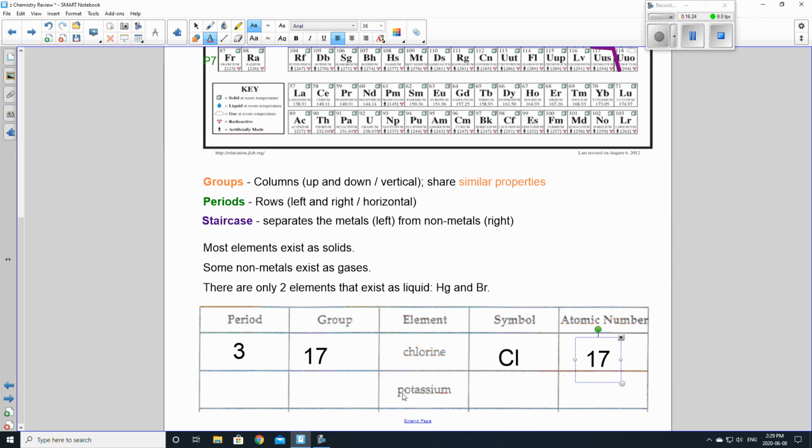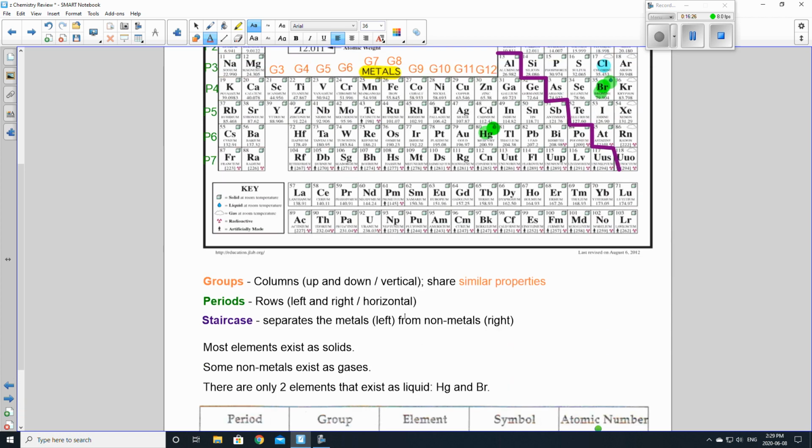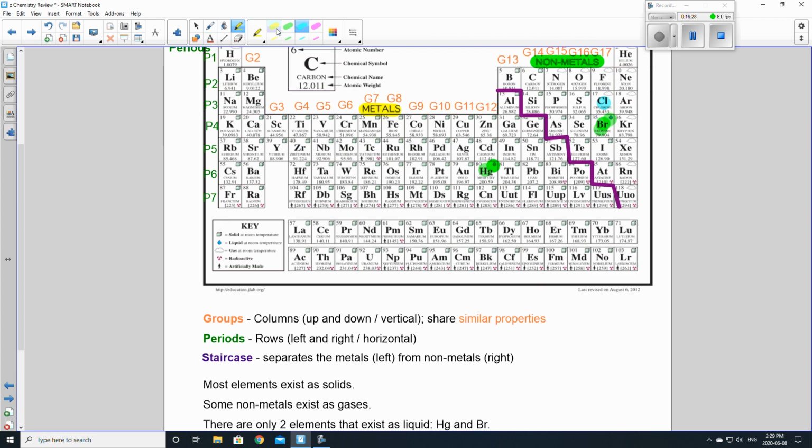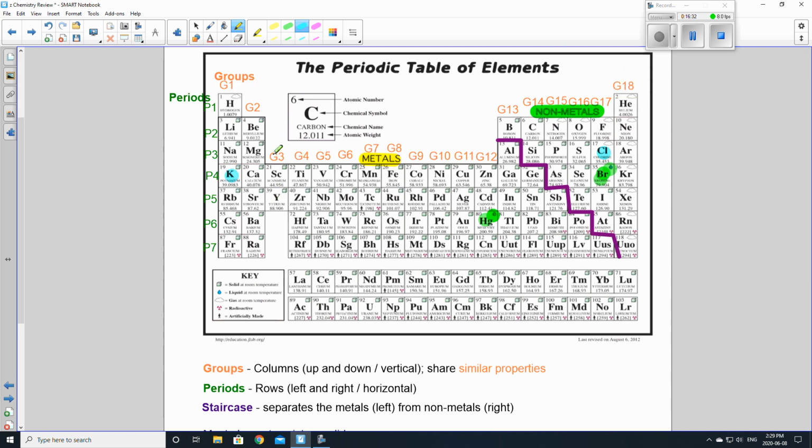Next up, let's do potassium. Potassium is K. Let's find out where the K is, where potassium is. It's right over here. Let's look up the period, the group, and the atomic number. Period right over here, we're going this way. It's period 4. K has group 1 and it's number 19. Right over here is the number.